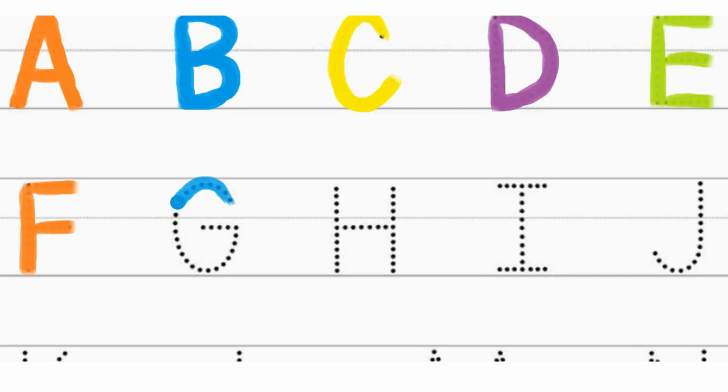Let's write the G now. To make G, let's write letter C first and then add a line like this. Let's write H. Draw 2 lines like this and then add a bridge connecting them.